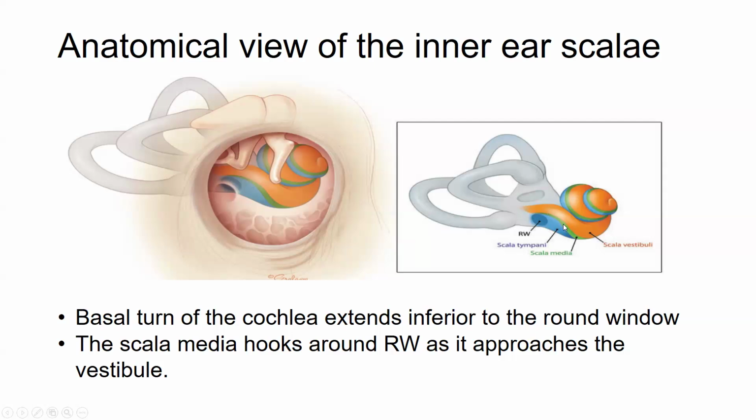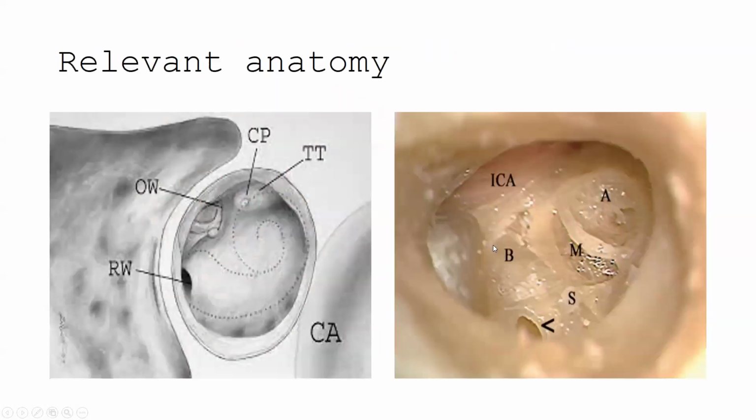Sometimes they refer to the scala media as a hook around your round window so that you know where not to damage it from. And then the middle ear anatomy, that's still important for us to appreciate. If this is our round window, we'll have a basal turn, the middle turn and the apical turn. It's important to appreciate the relationship between the anterior end of the oval window, of the annular ligament, with the middle turn, but also the relationship of the tensor tympani with the apical turn around here. This is a cadaveric dissection of the left ear, and we can see our round window, we have the basal turn.